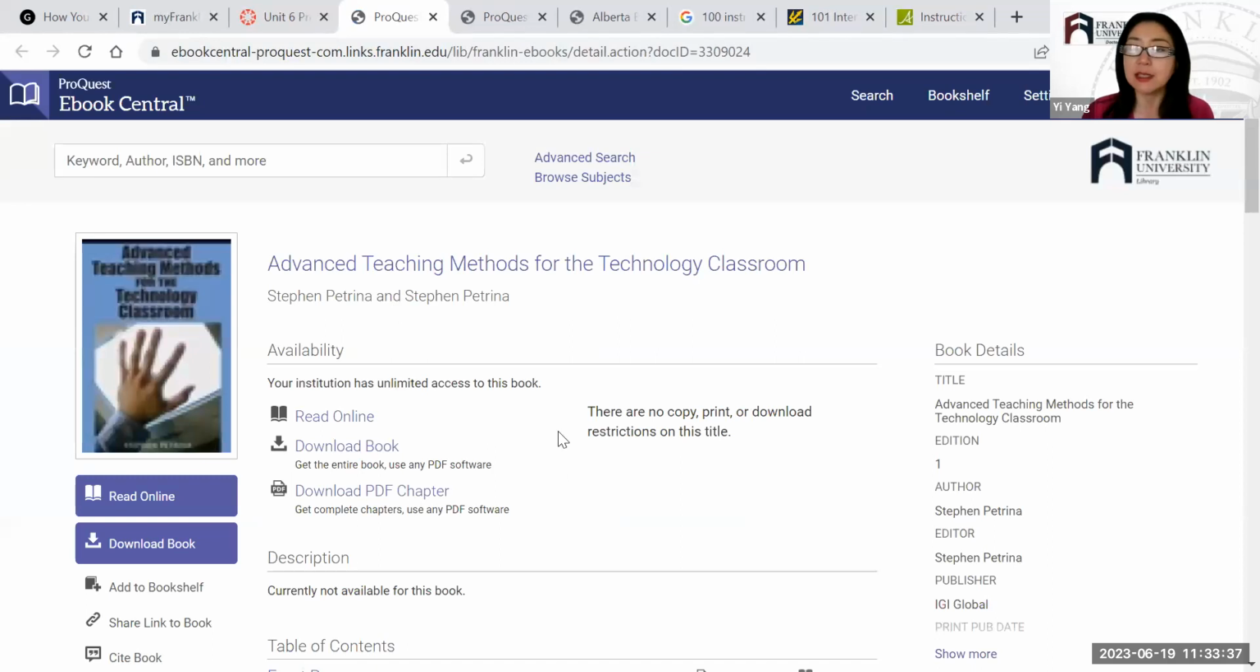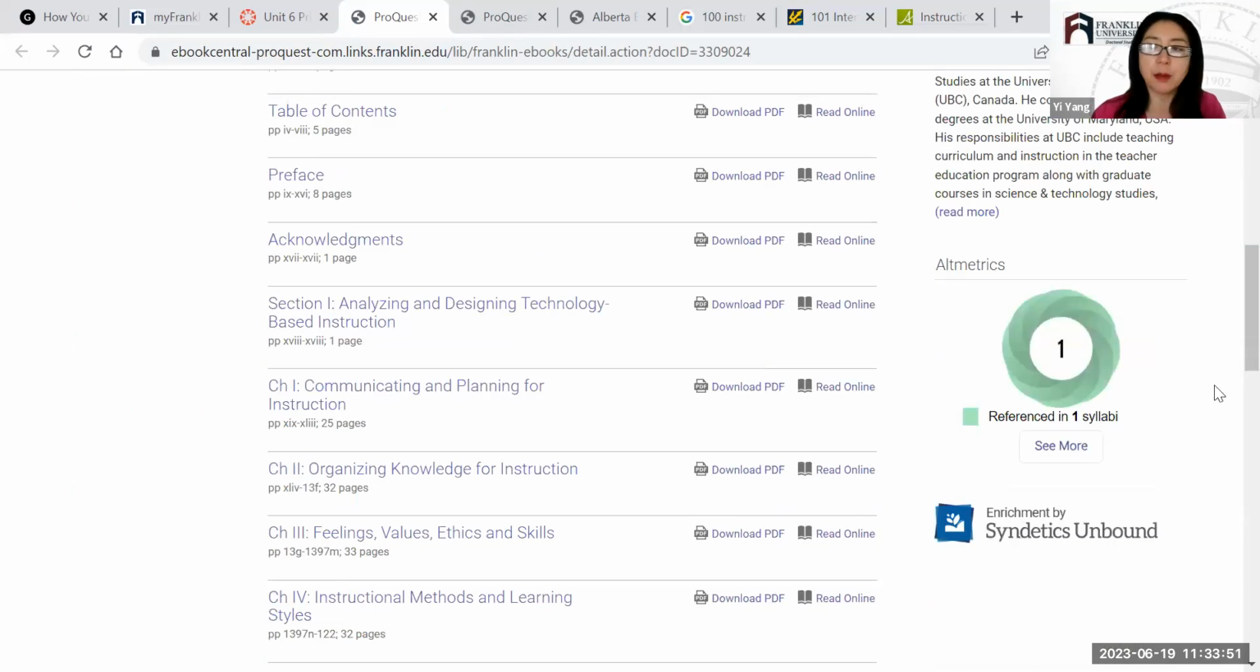Curriculum and instructional design, however, is a book. This is an ebook in our library, so you don't have to read everything. Advanced Teaching Methods for the Technology Classroom: you can just look at chapter 1, curriculum and planning for instruction.